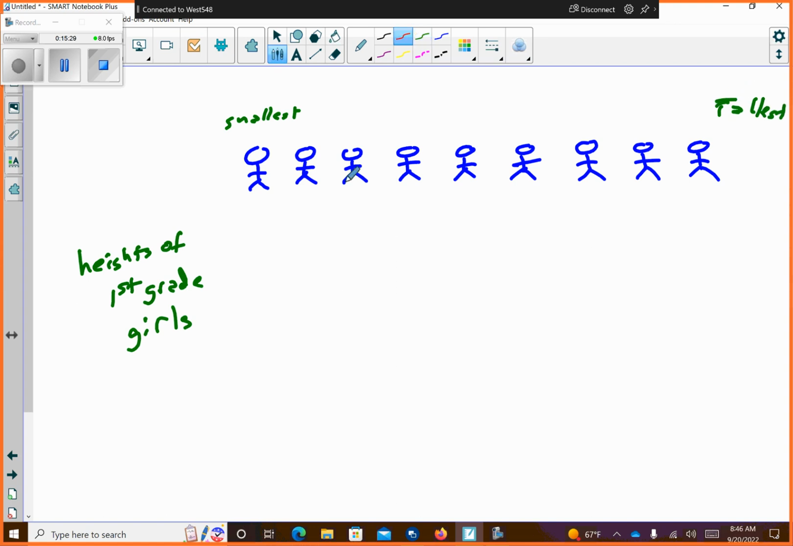So if I find the median, this person is at the median. They are in the middle of our data. But let's say we have all inches. So let's say 31 inches. I'm just making this up. I don't know if this is even accurate.